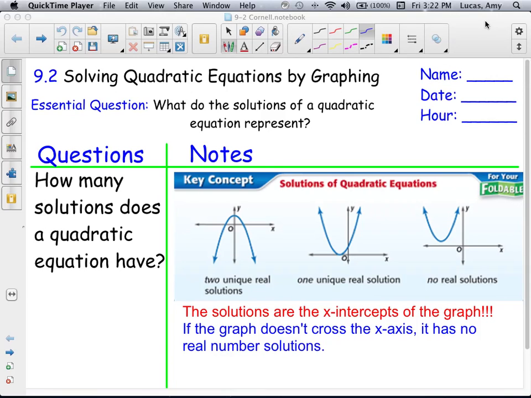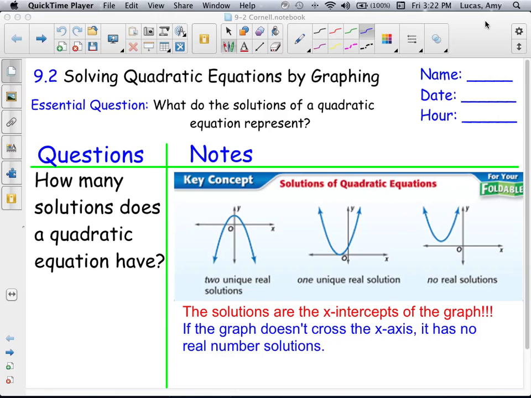So the key concept that we have copied here shows you that there are three different situations that can occur when you graph a quadratic equation. The first situation says that there are two unique real solutions. The second one says one unique real solution, and the third one says no real solutions.